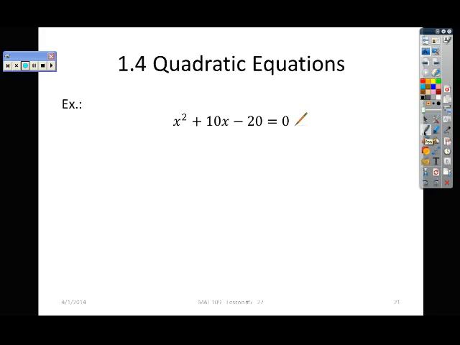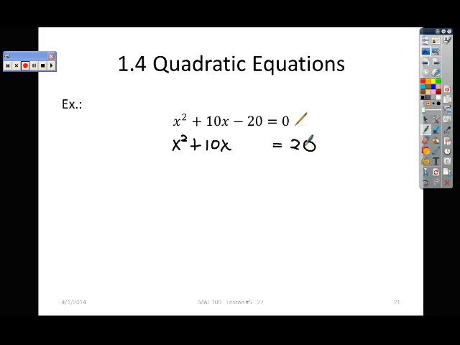Next step would be to make certain that this coefficient in front of x squared is plus 1. It's already plus 1, so we don't need to do anything for that. Next step is I need to move this constant term to this side. So if I do that, I'm going to have that. Add 20 to both sides. The x squared term and x term are the only things over here.